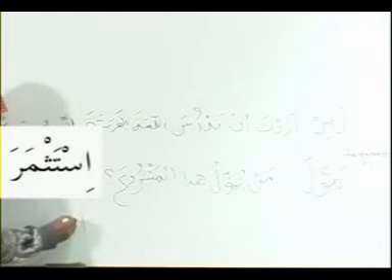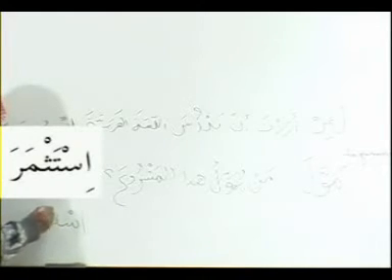And istathmara, which bab is this? Tenth. Istathmara. Masdar. Istithmarun. Istathmara means to invest. Istathmara, istathmiru, istithmarun. To invest. When I mentioned to you mawwala, I thought of istithmar.